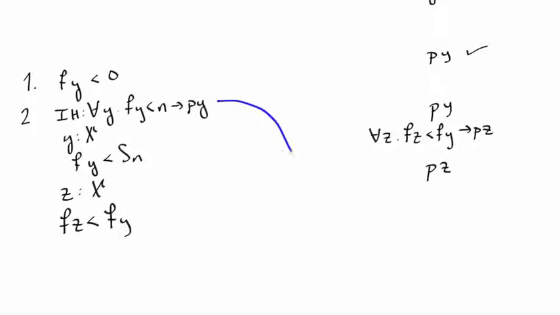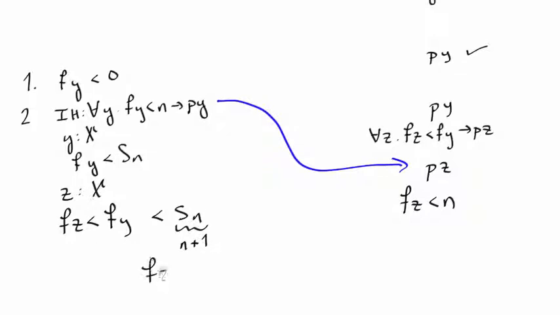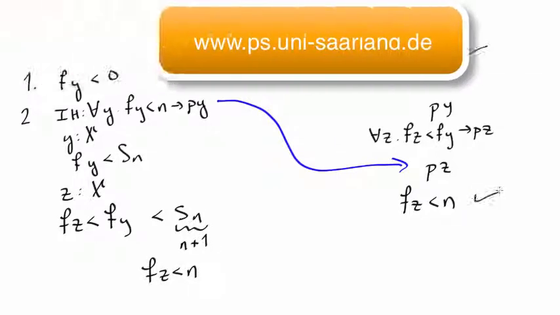Using the inductive hypothesis with z, we can reduce the claim to proving f of z is less than n. Since f of z is less than f of y, which is less than n plus 1, we know fz is less than n, as desired. And so we're done.